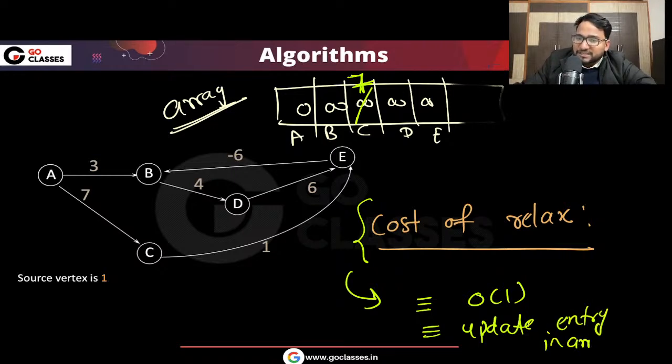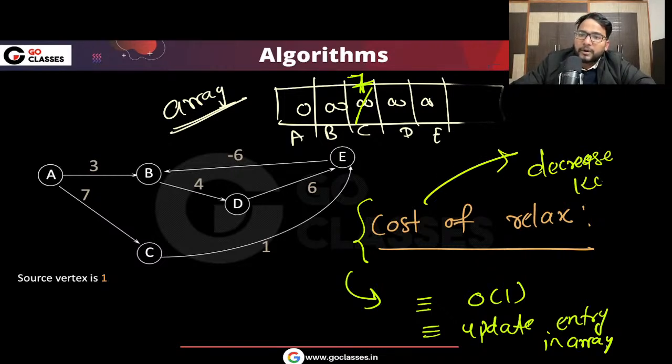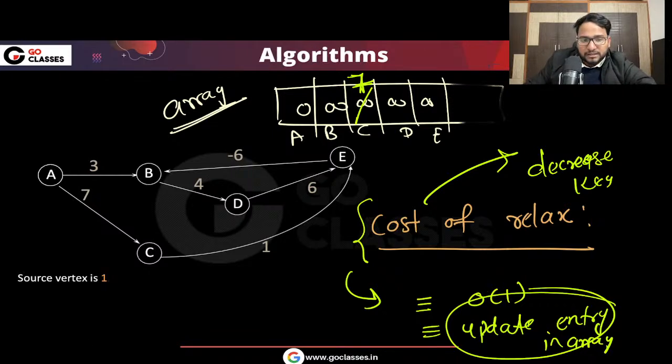In Dijkstra it was a decrease key operation, but here it is not decrease key. Here the relax is just updating an entry in an array. So if we are running this, let me just tell you the time complexity here.